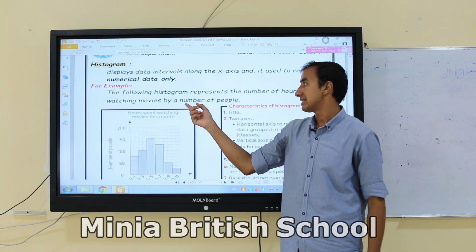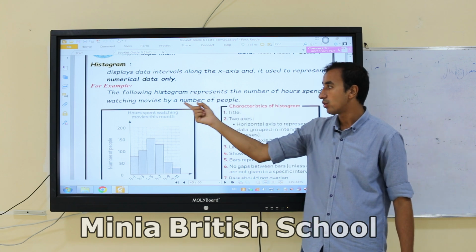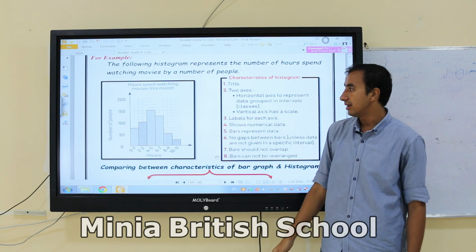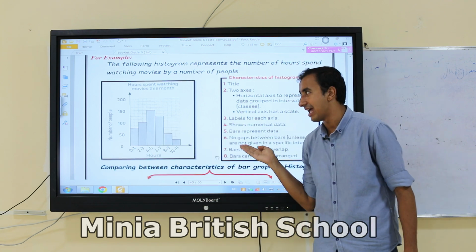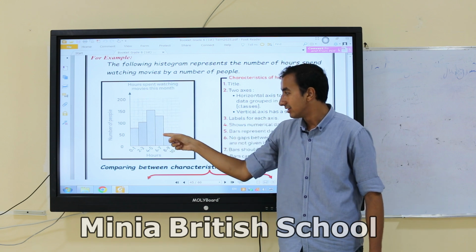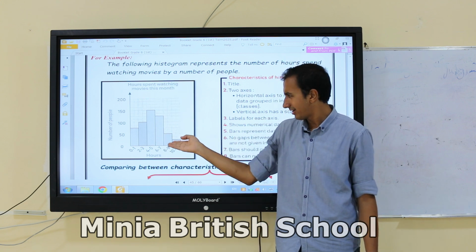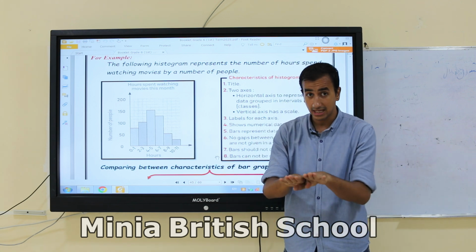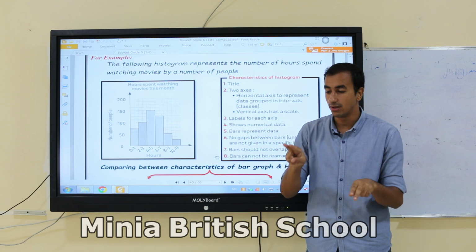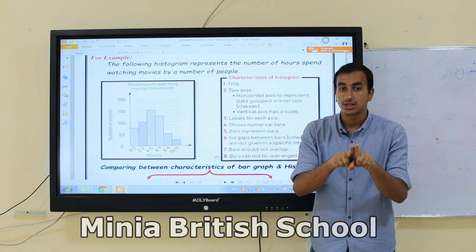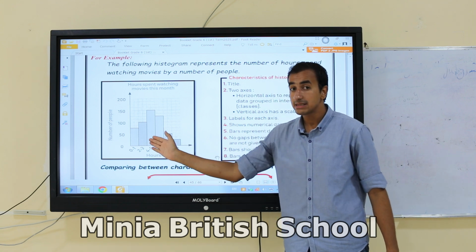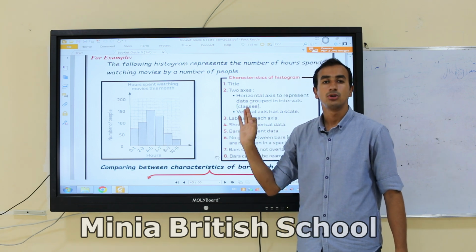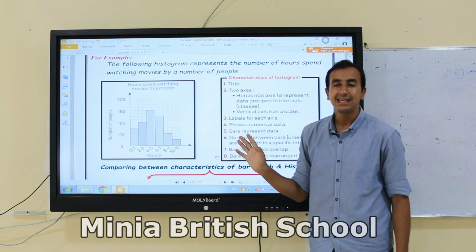For example, the following histogram represents the number of hours spent watching movies by a number of people. Look at this histogram. I have a horizontal axis and a vertical axis, and I have bars, but without gaps. Bars beside each other, all of them, not only two bars. So it's called a histogram, without any gaps.